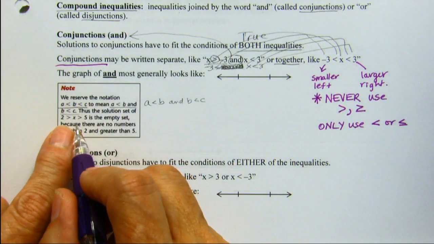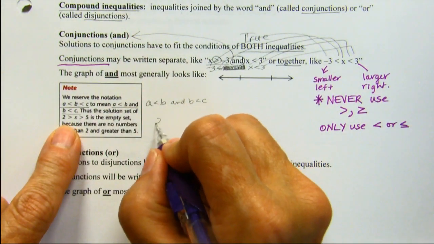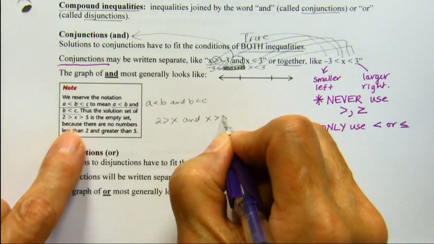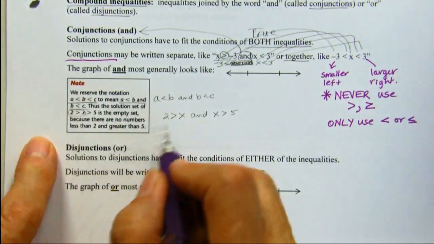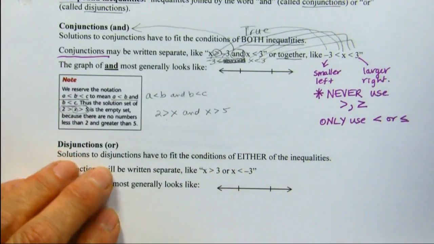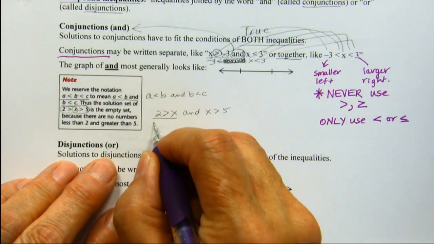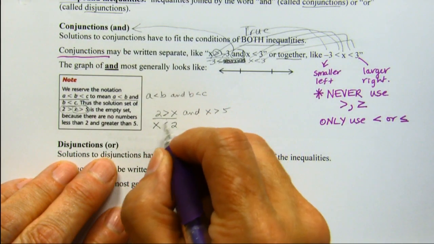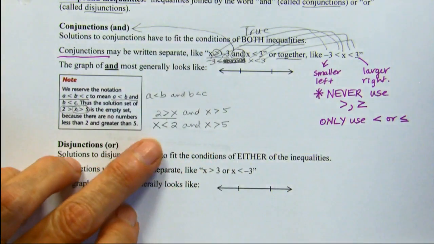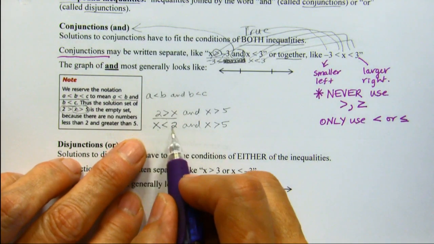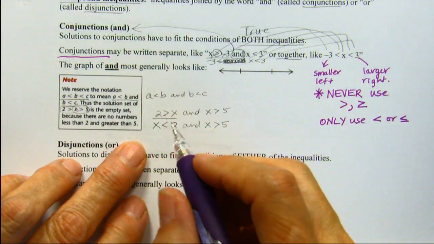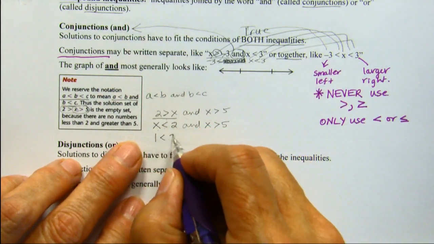Okay, so here's an example that says 2 is greater than x and x is greater than 5. I took the first 2 together and then I took the last 2 together. Then in this one I can flip x and 2 and turn it to less than, and x is greater than 5. So somebody give me a number that's less than 2. Any number. 1. 1 is less than 2.